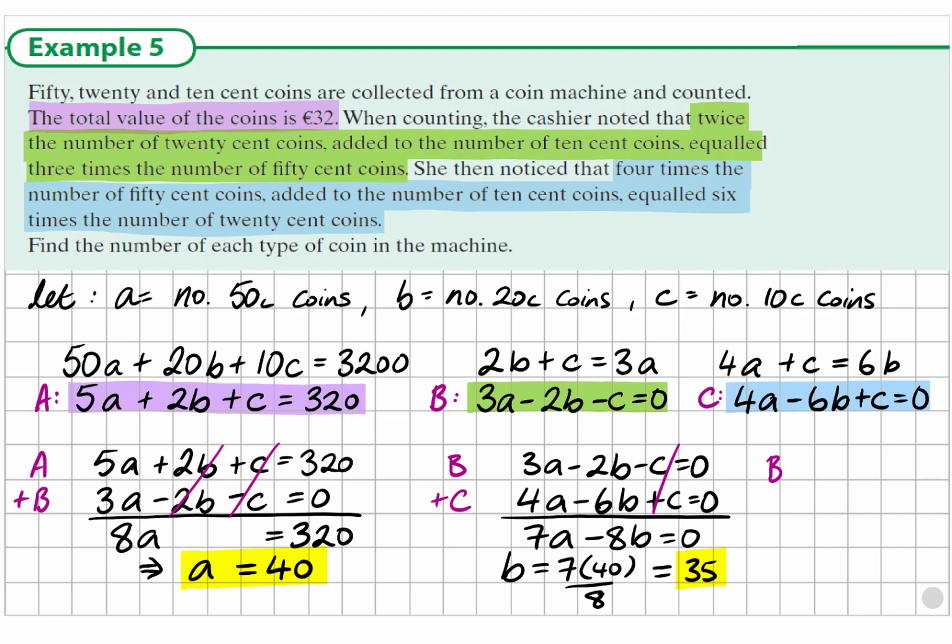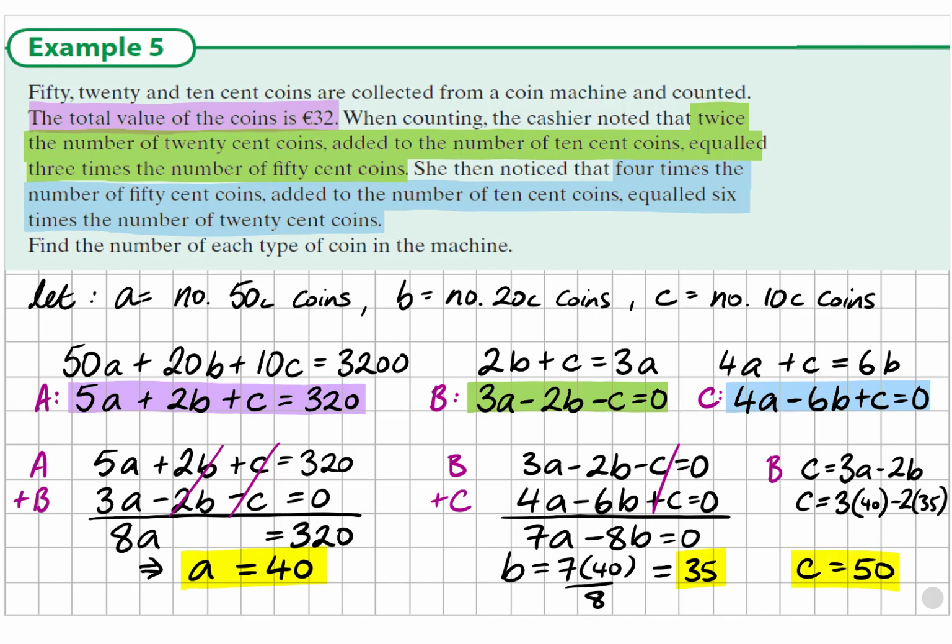Now if I take our A and B values then and sub it back into equation B, this may be the easiest of the equations. So equation B, to rewrite it, I could have C is equal to 3A minus 2B. So that would be 3 40s minus 2 35s. And this works out to be 50.